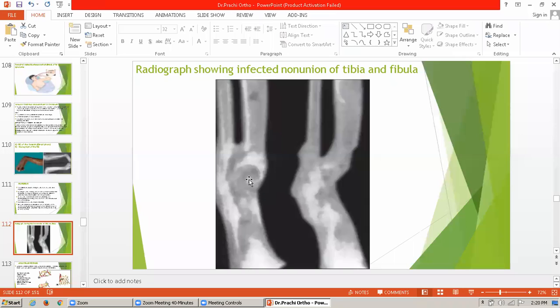Then this is an X-ray, a radiograph showing infected non-union of the tibia and fibula. So this is an X-ray showing non-infected non-union of the tibia and fibula, where we can see an improper healing of the bone, so it needs surgery.